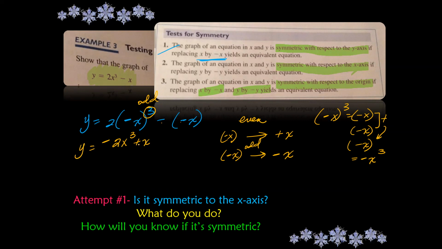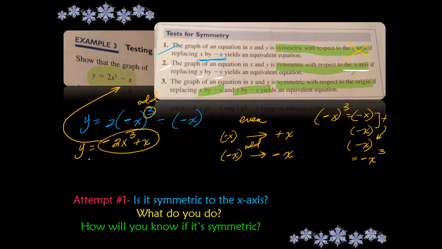Now, does this match up to the original equation? And the answer is no, because I have a negative and a positive x. So it is not symmetric with respect to the y-axis. So boom, go ahead and cancel that out. Now let's try the next one. I'm going to replace the y by a negative y, and if that gives me an equivalent equation, then I know it's symmetric with respect to the x-axis.